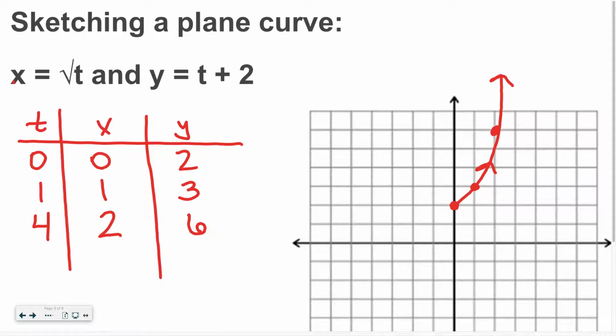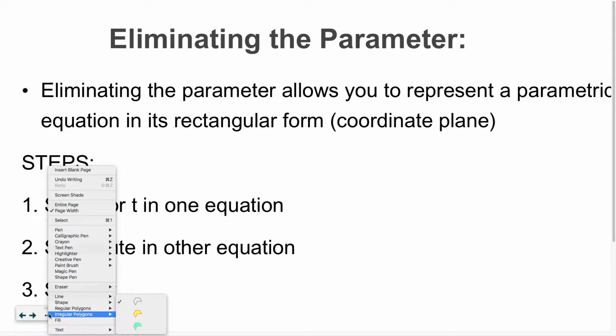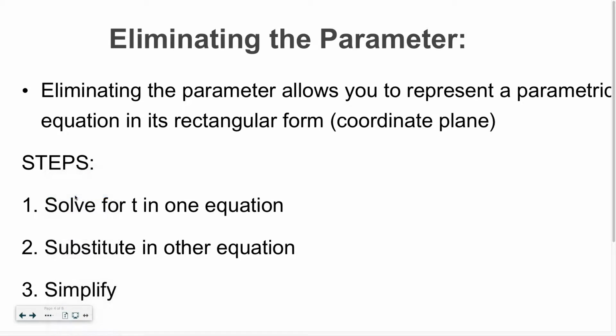Okay? So I would like to teach you how to take your two parametric equations and squish them together to be the one rectangular equation. And that's what we're going to call eliminate the parameter. We're going to eliminate the parameter. What did I call the parameter? T. T is our parameter. So when I say eliminate the parameter, let's get rid of that third variable and make it only one equation instead of two separate ones.